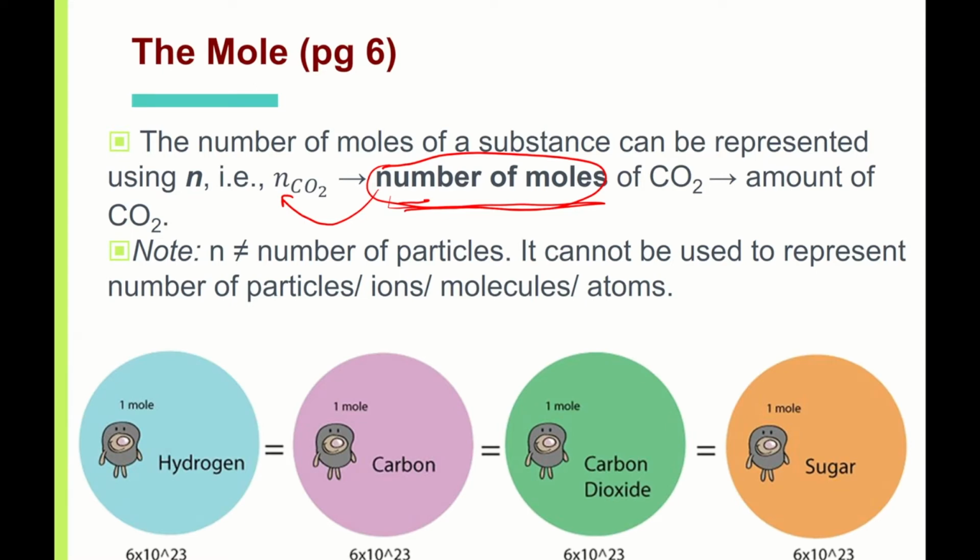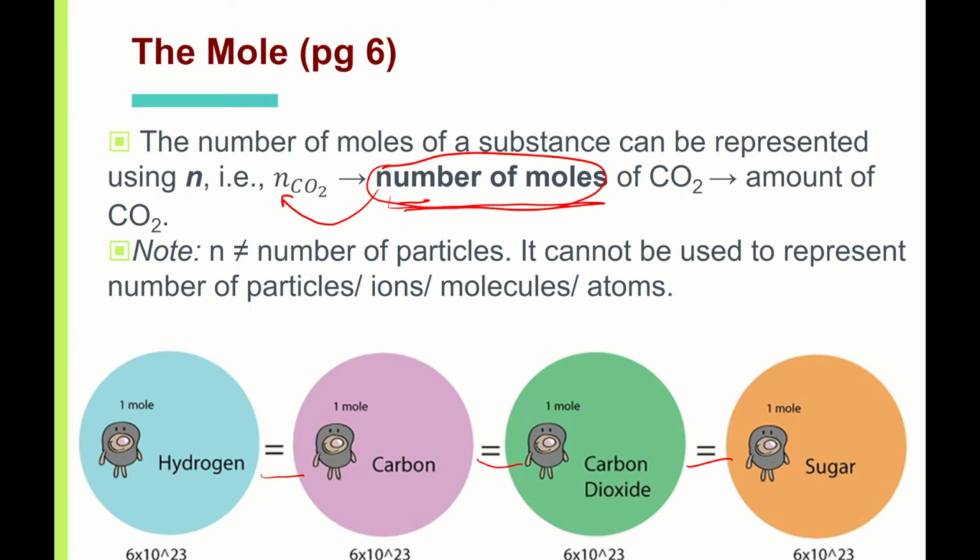What does this picture tell you? This picture is trying to tell you that they are all equal, meaning the number of particles are the same. So for example, 1 mole of hydrogen, in terms of atoms, is 6 times 10 to the power 23. 1 mole of carbon is also the same. The number is the same.